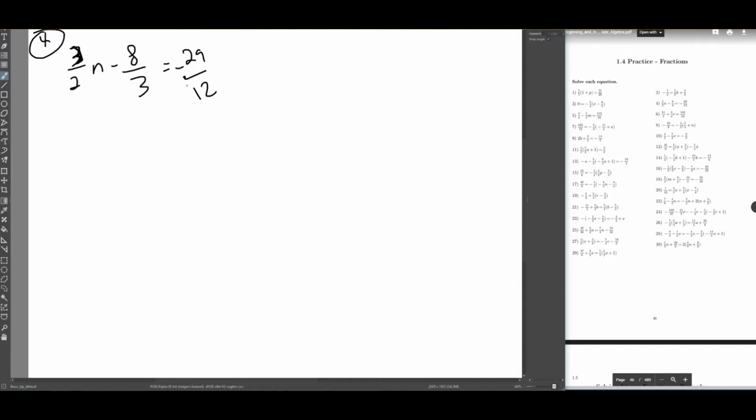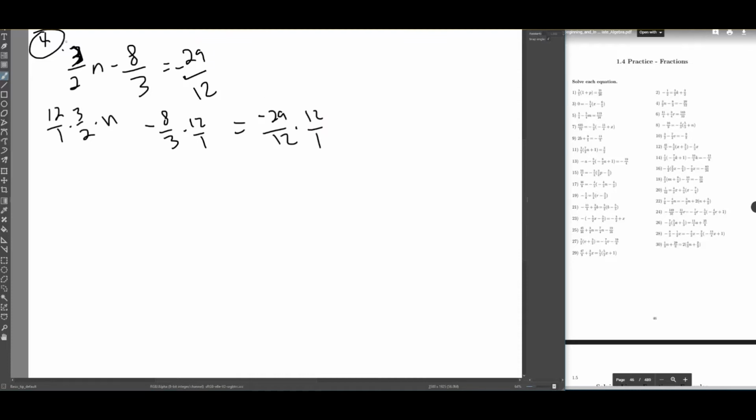When I see fractions, I want to get rid of them, right? If I don't see any brackets, I want to get rid of the fractions. So what do I do? I take 12. If I divide 12 into 2, will I get something? Yes. If I divide 12 into 3, will I get something? Yes. So I can get rid of everything if I multiply everything by 12.